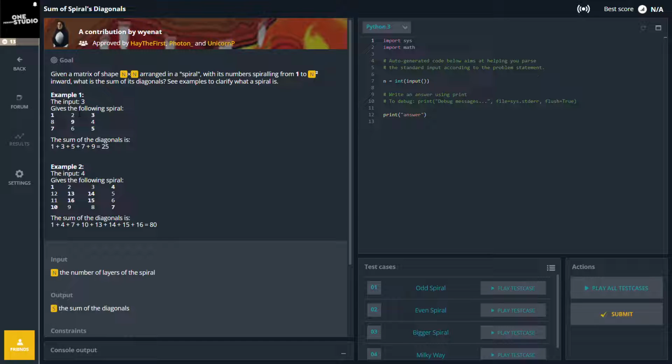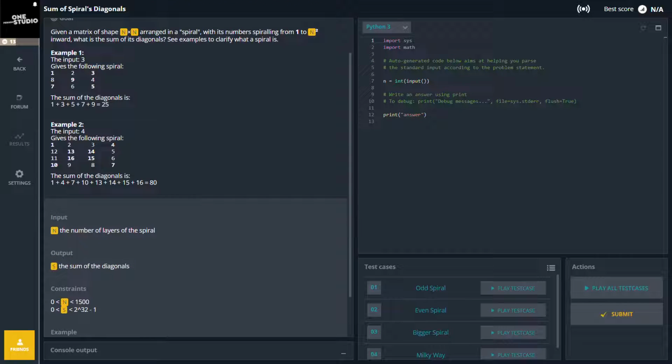Example 1. The input 3 gives the following spiral. 1, 2, so it's basically 3 by 3, and the sum of the diagonals is 1 plus 3 plus 5 plus 7 plus 9 equals 25.